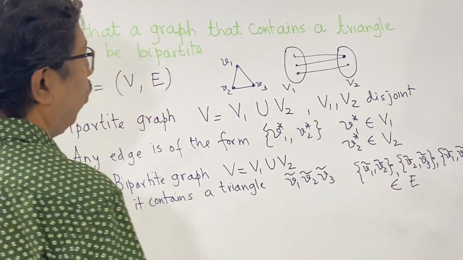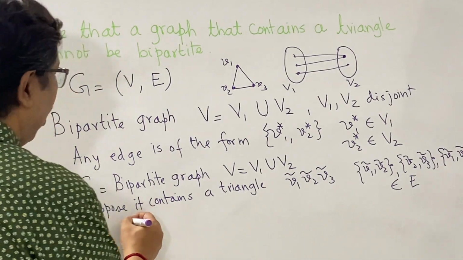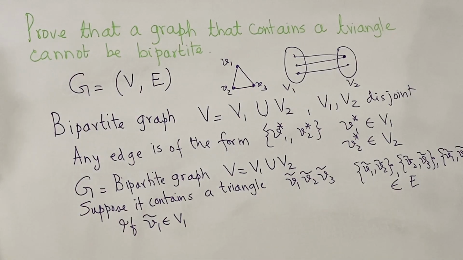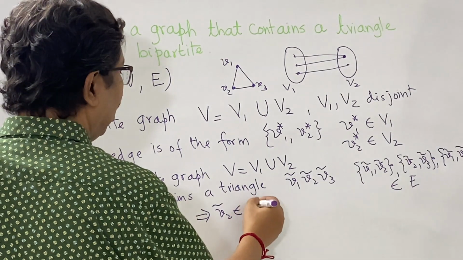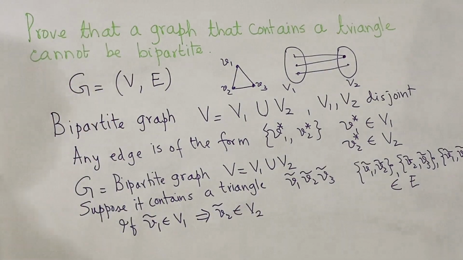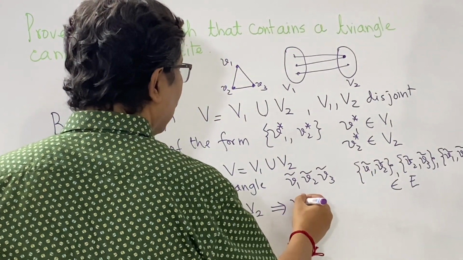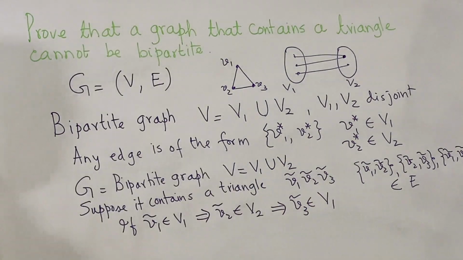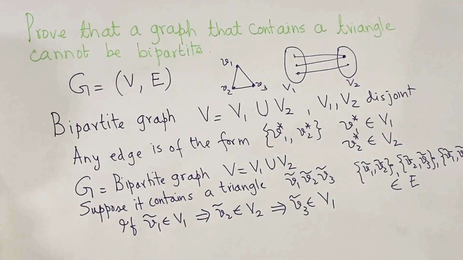Now, by the very property that we are talking about, if V1 tilde belongs to V1, since the graph is bipartite, we know that V2 tilde has to be in V2, and again, since {V2 tilde, V3 tilde} is an edge, V3 tilde has to be in V1. Now, since there is an edge between V1 tilde and V3 tilde, that violates the condition for a bipartite graph.